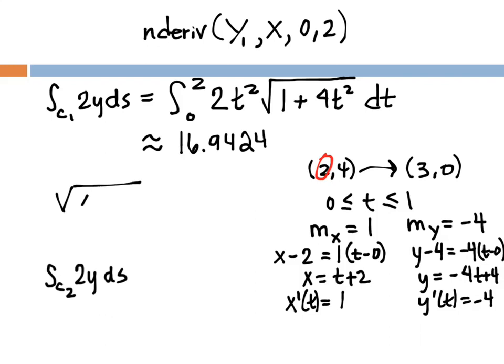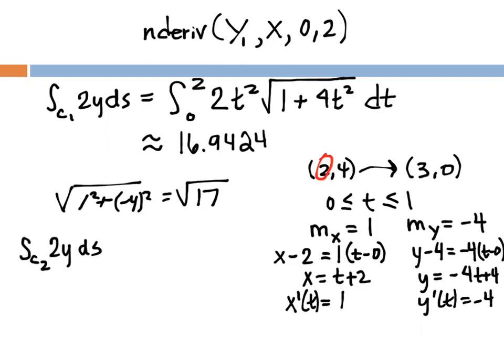So I've got the square root of 1 squared plus, it's technically -4 squared. What does that give me? Square root of 17, exactly. All right, so my integration limits are going from 0 to 1. I've got 2, and then I have times y. Y is 4 minus 4t. And then this is multiplied by the square root of 17 dt.